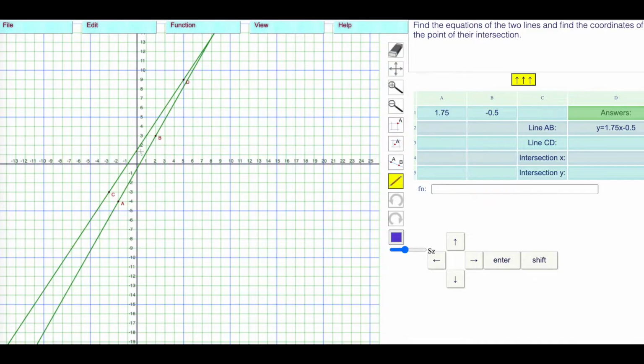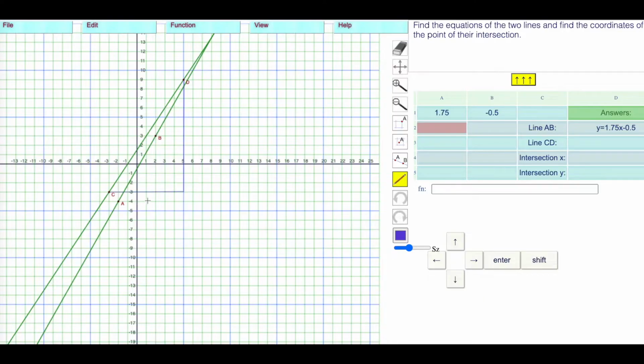For the line CD, the delta x, I'm moving from -3 to 5, so that's 8. Then I'm moving up from -3 all the way up to 9. So 3 plus 9 is 12. Delta x is 8, my delta y is 12. That's going to reduce: 12 over 8, divide the top and bottom by 4, is 3 over 2. Equal to 12 over 8 is my a, which is 1.5.